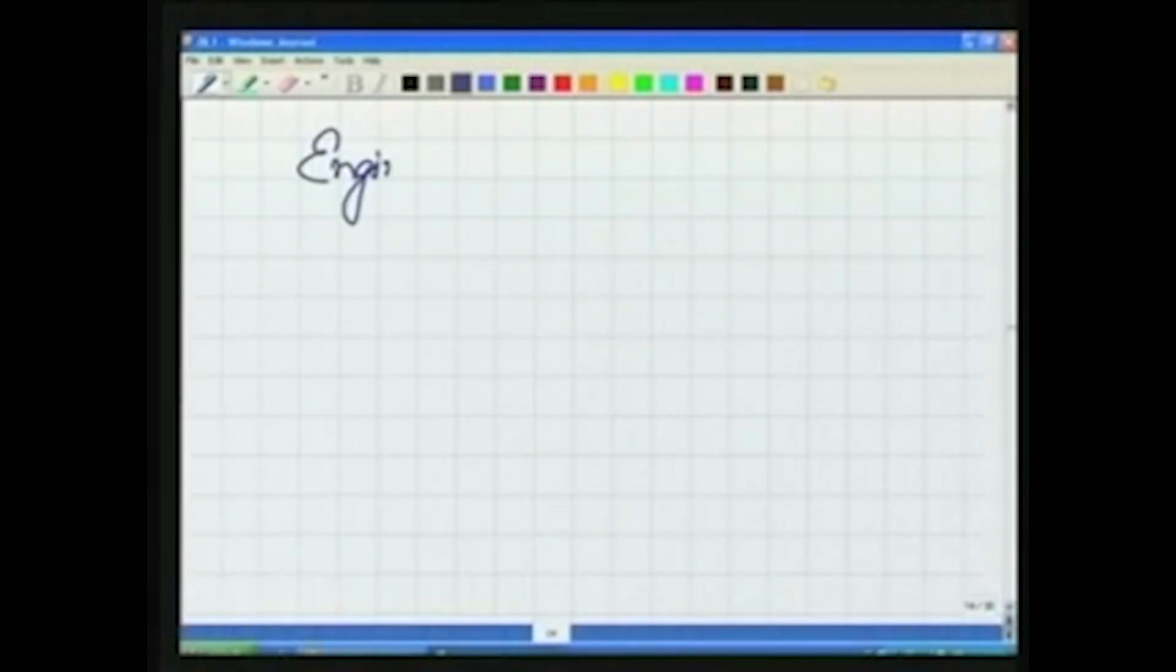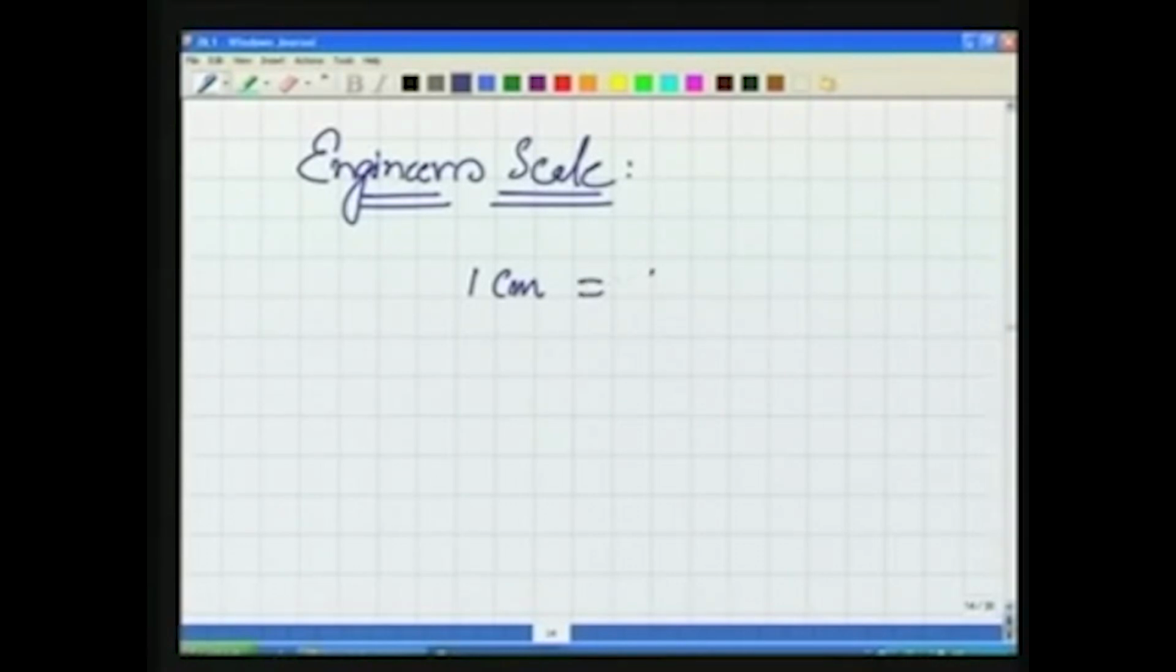There is one more way of representing the scale, which is called the engineer's scale. What is this? In the case of the engineer's scale, we represent it as such. For example, let us say we write 1 centimeter is equal to 50 meter. What is the meaning of this? This is another way of writing the scale. It's the same thing, in fact, as the representative fraction, but it's another way we write it down.